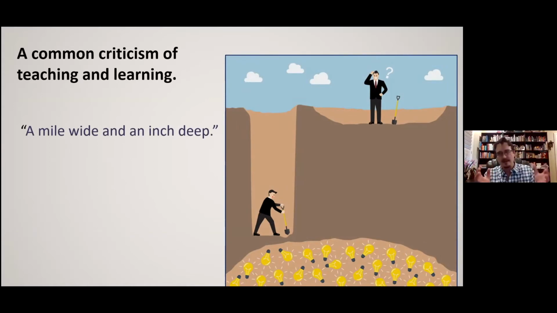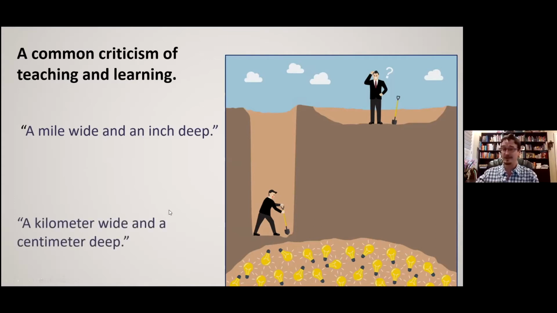I will say it's a criticism we use in the United States, as you can see with that quote. I don't know if people have seen this quote before, but it says, "A mile wide and an inch deep." Yeah, we have those American terms. So I maybe put it for the rest of the world: a kilometer wide and a centimeter deep. I think it has the same meaning. Doesn't sound as good, but it has the same meaning.